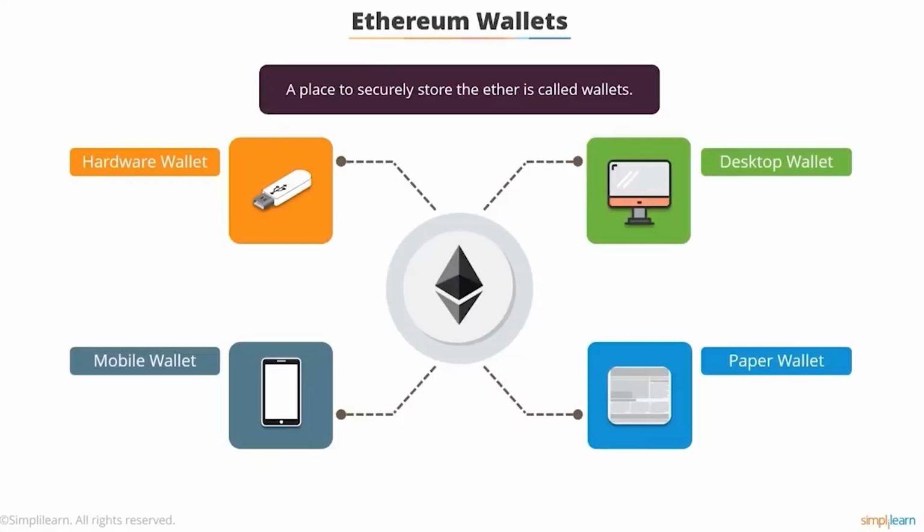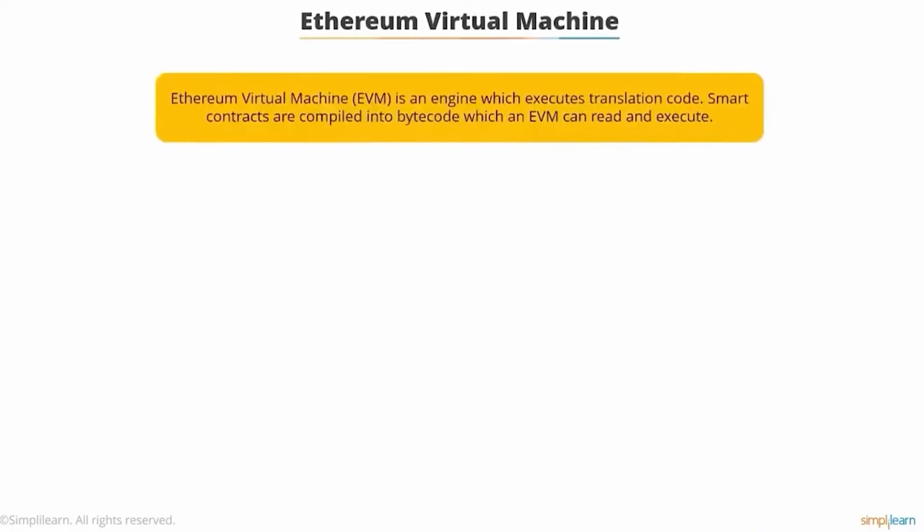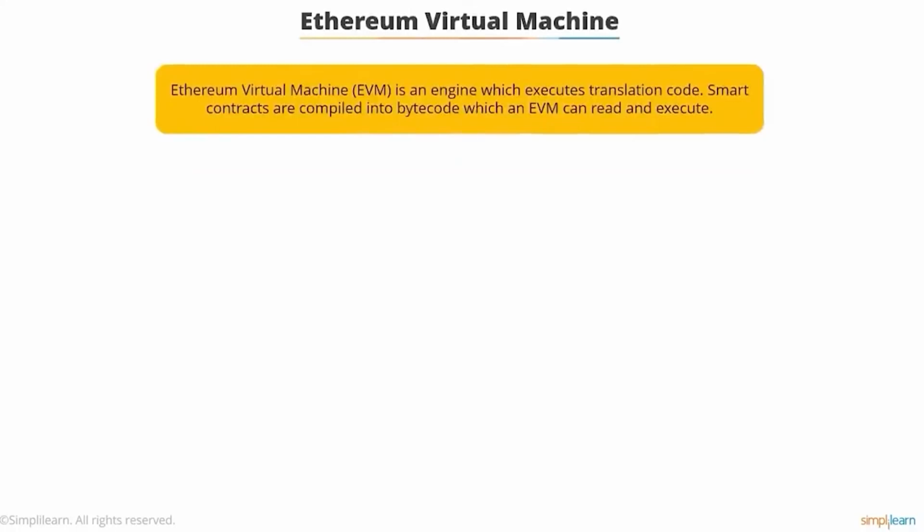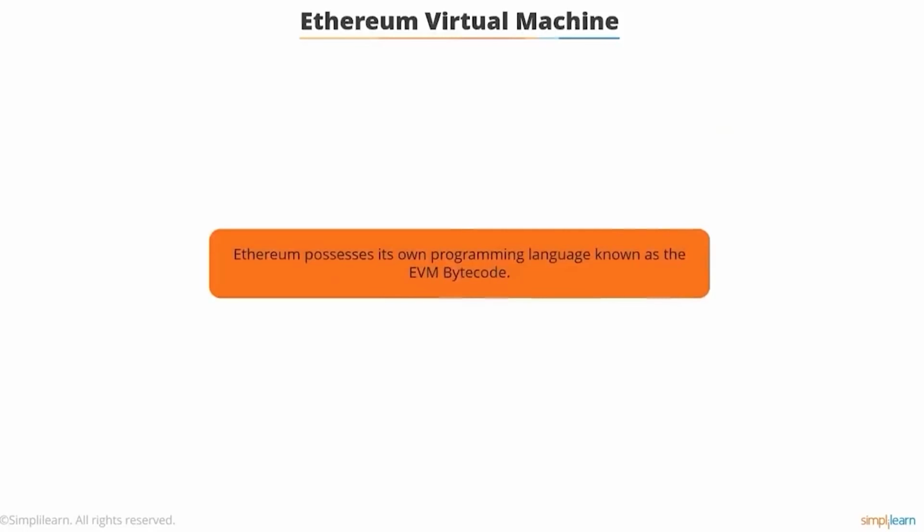Now that I have told you about Ethereum and its currency, it will only be fair that I explain EVM now. Ethereum Virtual Machine, abbreviated as EVM, is an engine which executes translated code. Smart contracts are compiled into bytecode, which an EVM can read and execute. The Ethereum Virtual Machine can be regarded as a quasi-Turing complete machine. It possesses its own programming language, known as the EVM bytecode.